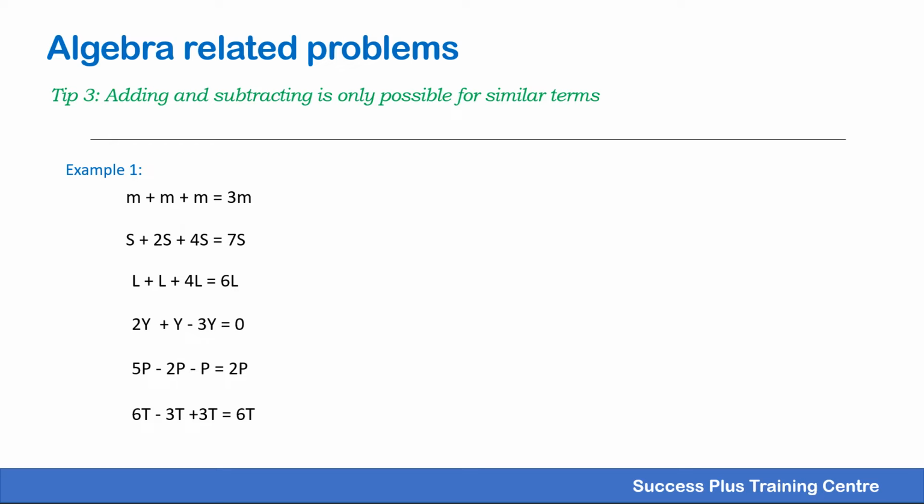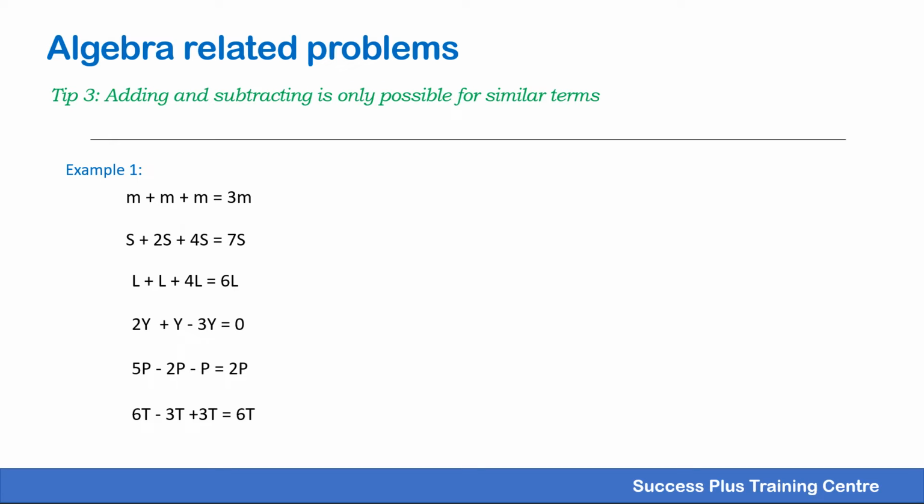Tip number 3. Adding and subtracting is only possible for similar terms. This means when we have a multiple of algebraic terms, we can only add or subtract the similar terms. Let's have a look at the following example to clarify.